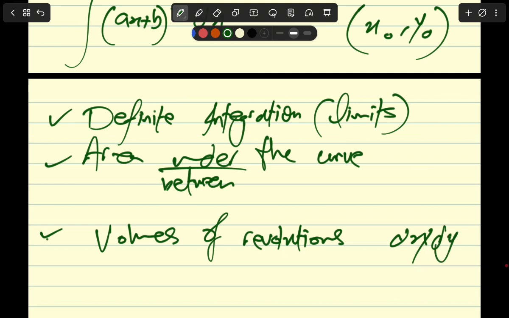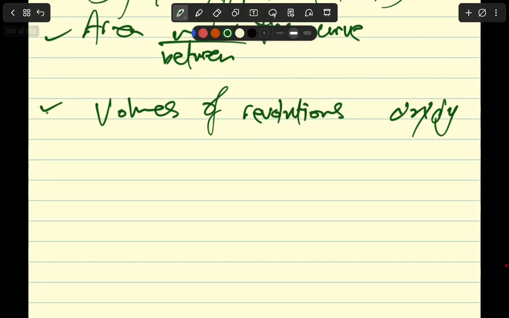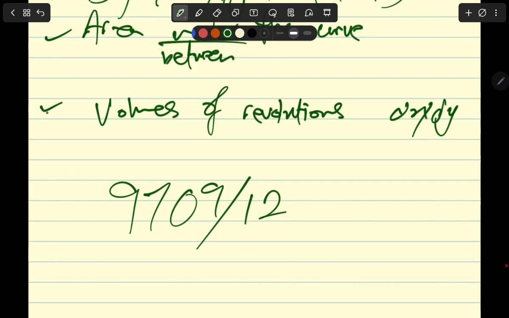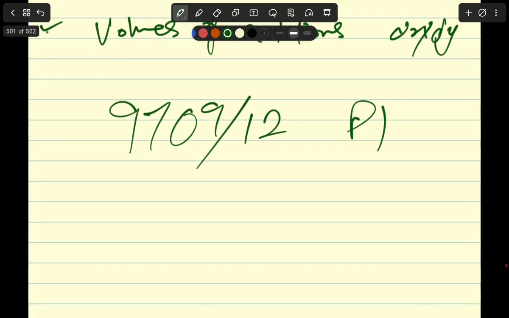Now, those topics complete the entire integration chapter, and with them, the entire 9709/12 series for P1 in your AS mathematics before we move into full topical and yearly past paper practice. So don't worry, the hand holding is here.